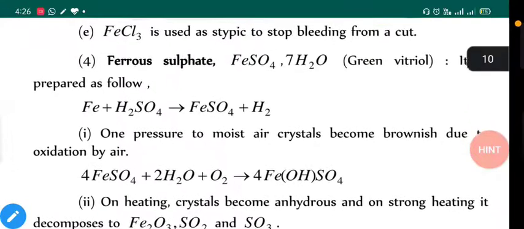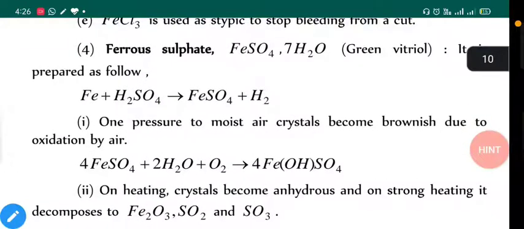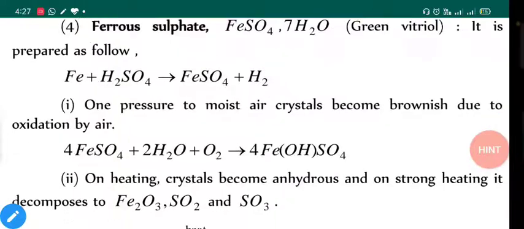Then next we have ferrous sulfate, FeSO4·7H2O, which is green in color, and it is prepared as follows. When Fe reacts with H2SO4 it gives FeSO4. Now when FeSO4 reacts with moisture and air, it becomes brownish due to oxidation by air. So oxidation means we have a +2 to +3 oxidation state of Fe.